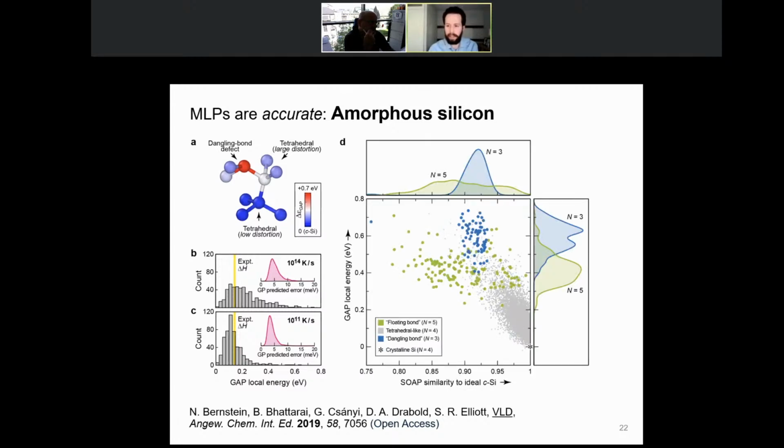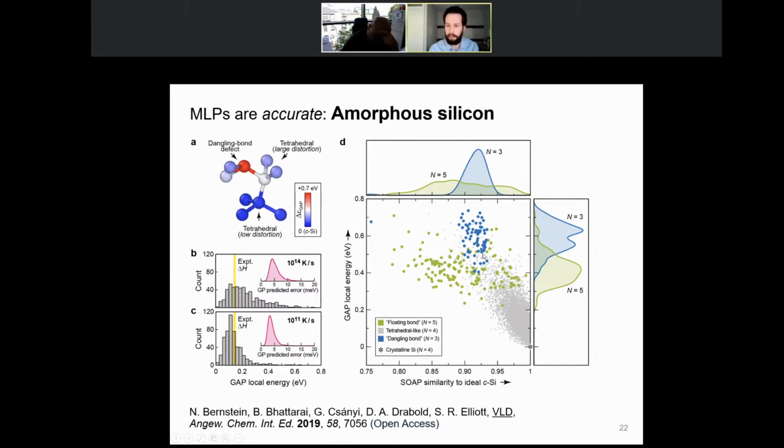We can then start looking in a bit more detail at the role of each of these atoms. This is now a two-dimensional plot of the structural similarity to ideal diamond-type silicon. Basically, the further to the right the points are, the more diamond-like the atom is. On the vertical axis, we've got the local energy from the ML model. So you see that most of the fourfold atoms follow this rough trend here.